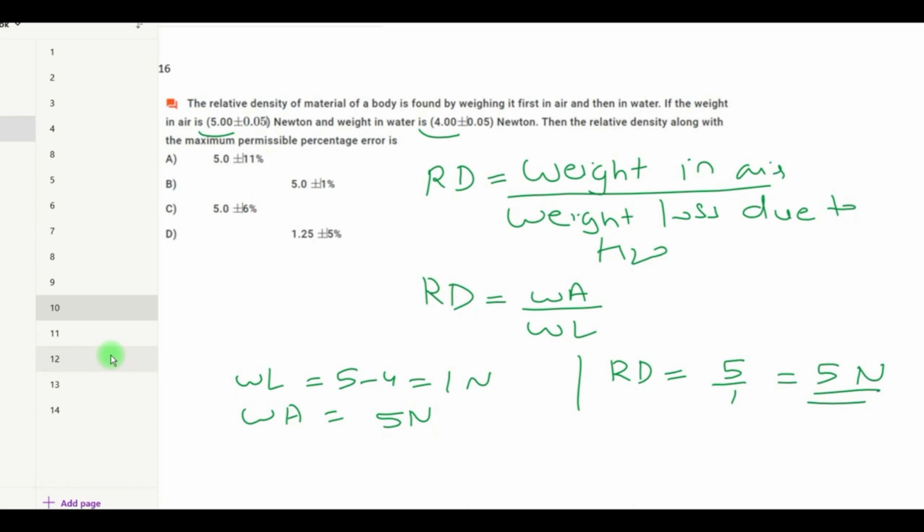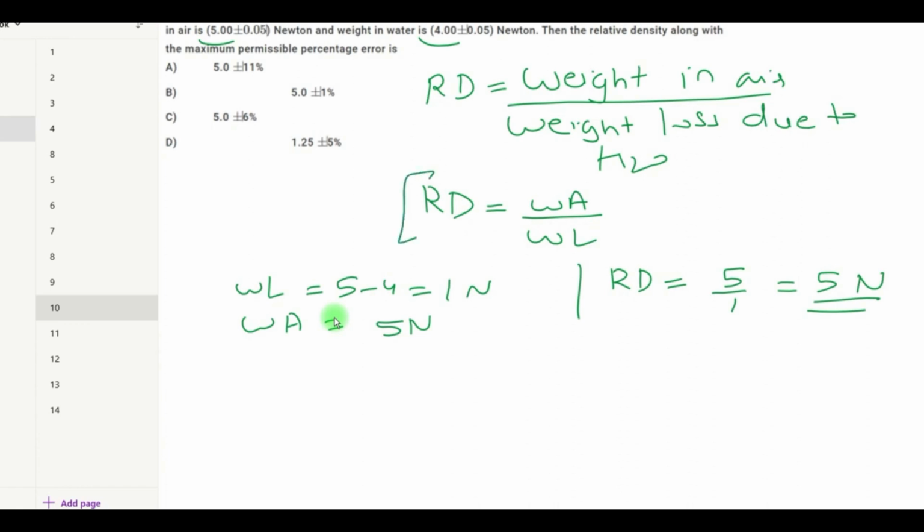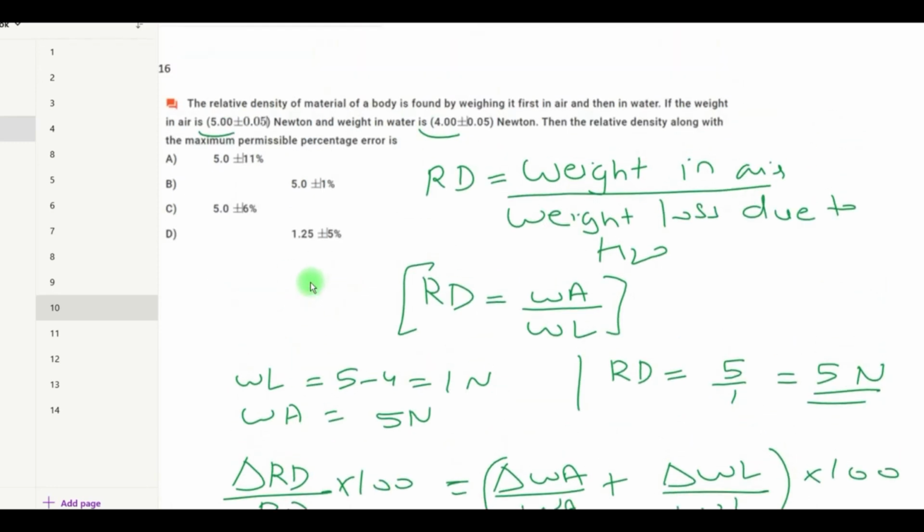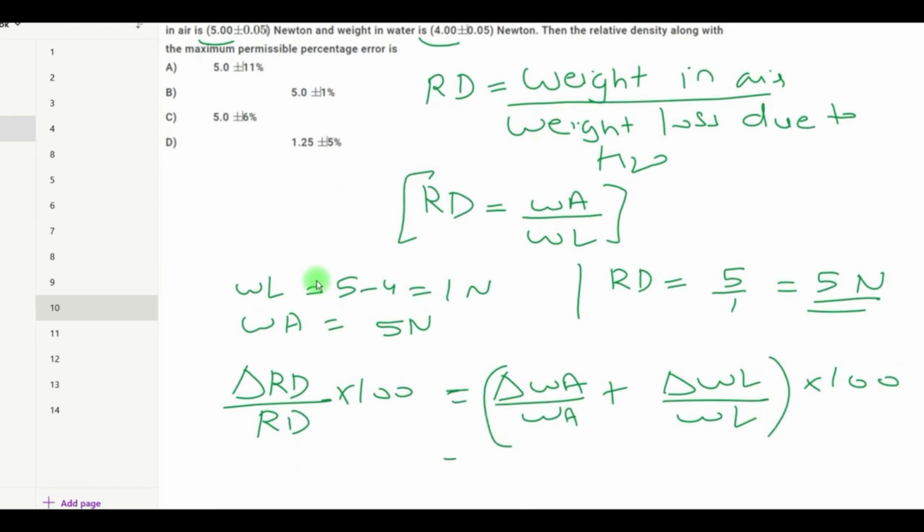Now we need to find the maximum possible percentage error. Since the formula is this, to find the percentage error for the relative density, we can write this as delta WA by WA plus delta WL divided by WL, into 100. Now delta WA is the absolute uncertainty in the measurement of the weight in the air, which is given as 0.05 newtons. So this would be 0.05 divided by the weight in the air, which is 5.